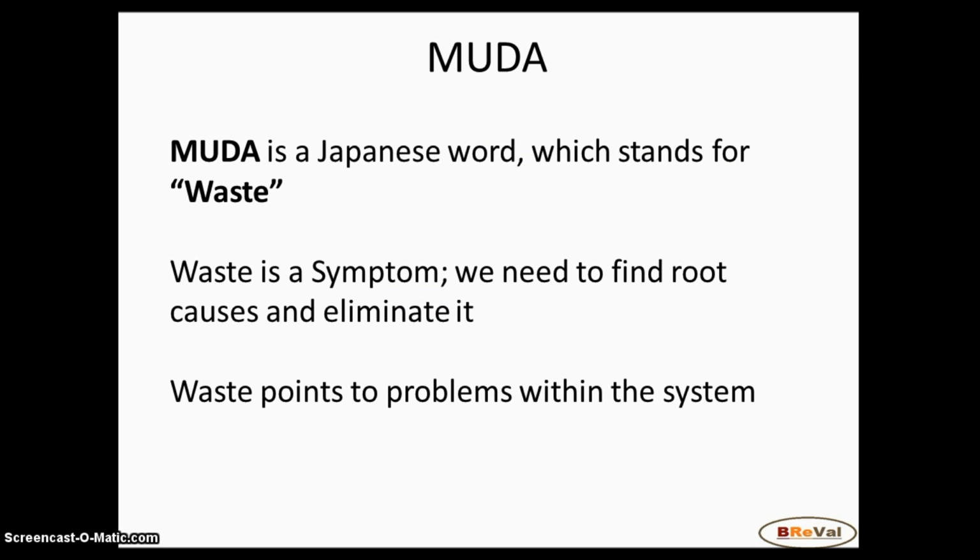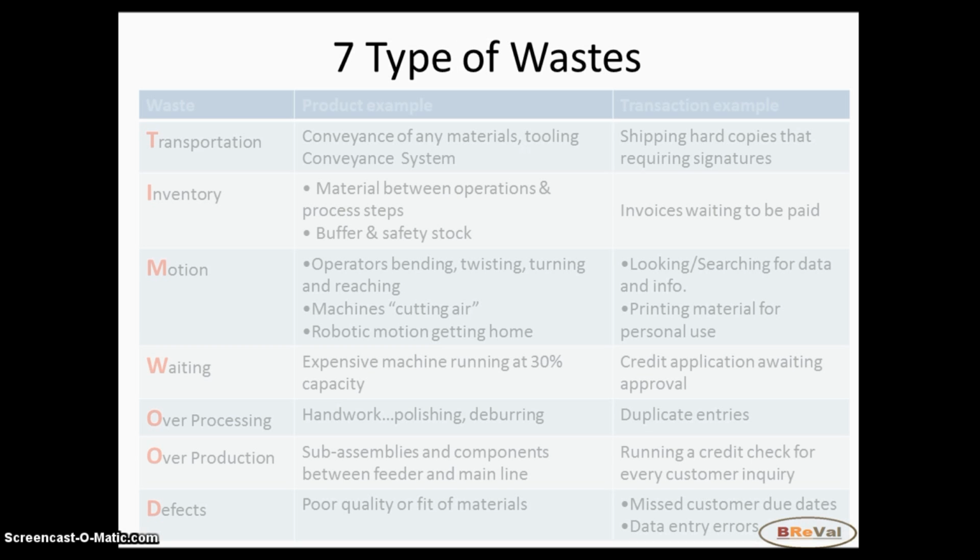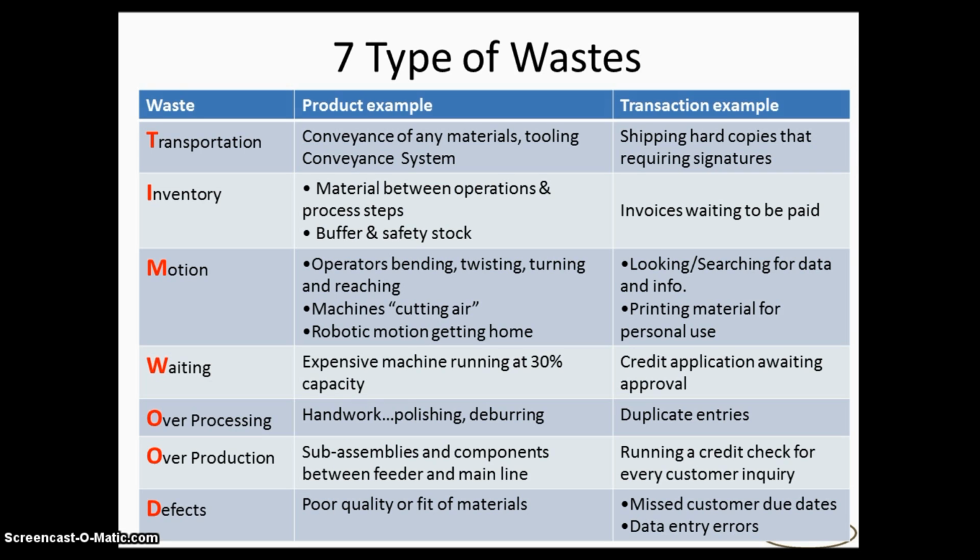Muda. This is basically a Japanese word which stands for waste. Waste can be defined as a symptom, and we need to find out the root cause and eliminate it. The waste points to some specific problem within the system. Majorly, the wastes are classified into 7 types: transportation, inventory, motion, waiting, overprocessing, overproduction, defects.